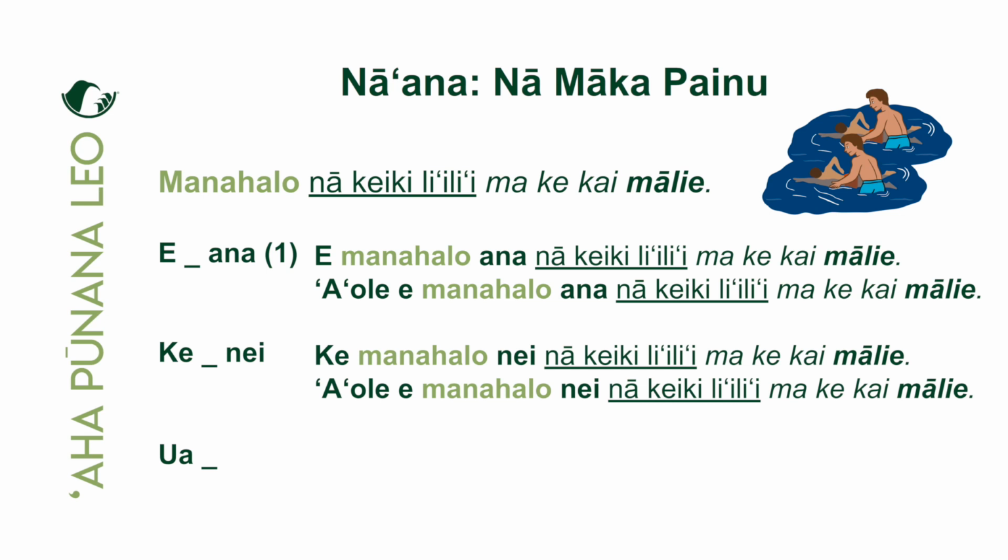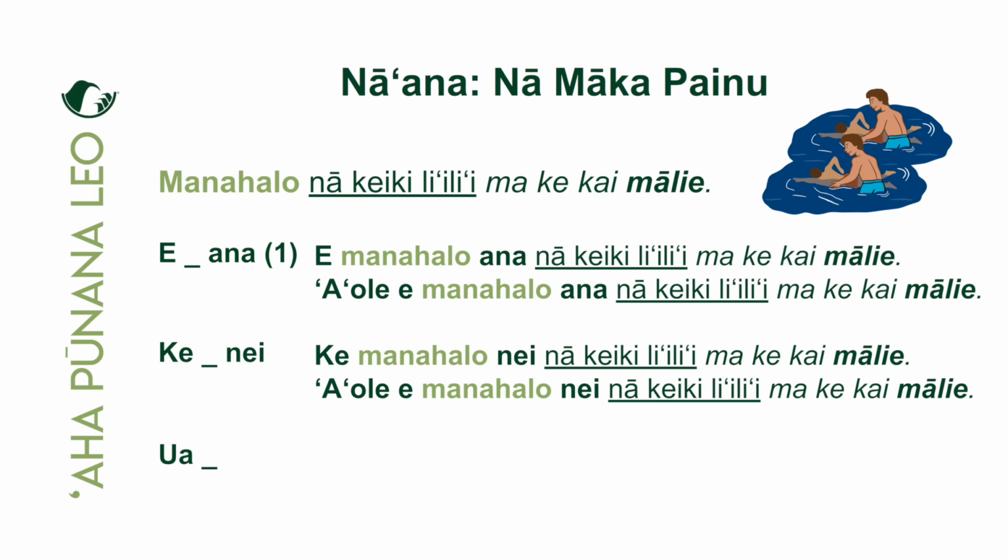The next one is ke nei, right? Our maka painu are now ke nei. And again, this means that it's happening right now at this present moment. The only thing that changes are the maka painu that surround the painu, the verb manahalo. Now we say ke manahalo nei na keiki li'i li'i ma ke kai malie. The keiki li'i li'i are currently right now learning how to swim with paddling motions in, on, or at ke kai malie. Yeah, it's happening right now.